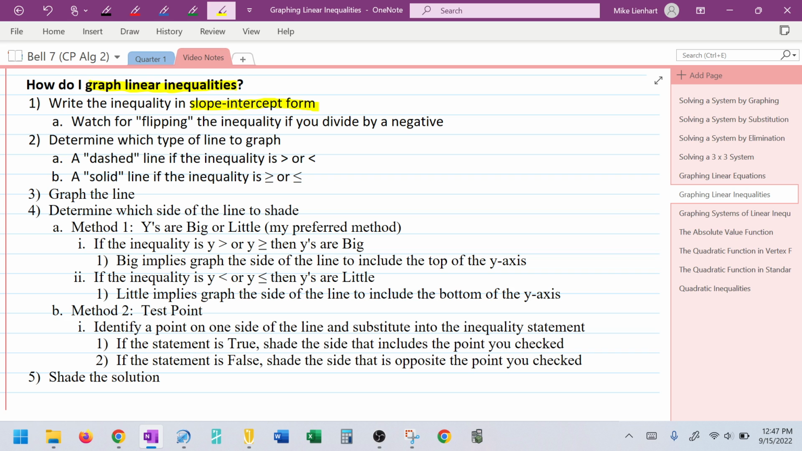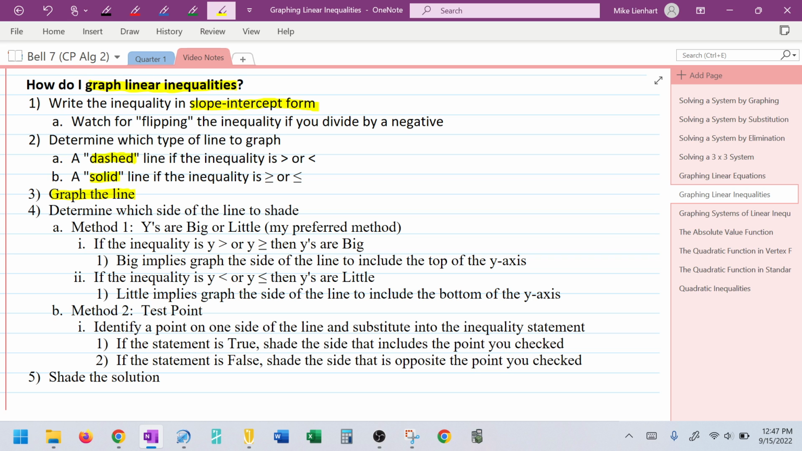The second thing I want to do is determine what type of line to graph. Is the line going to be dashed, or is the line going to be solid? If it's a greater than or a less than, it's dashed. If it's greater than or equal to or less than or equal to, it's solid. Once I get that done, I'm going to graph that line. All right, so write it in slope-intercept form, decide whether it's a dashed or solid line, then graph the line.